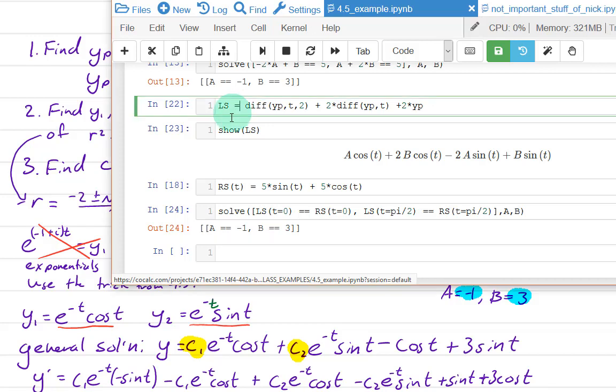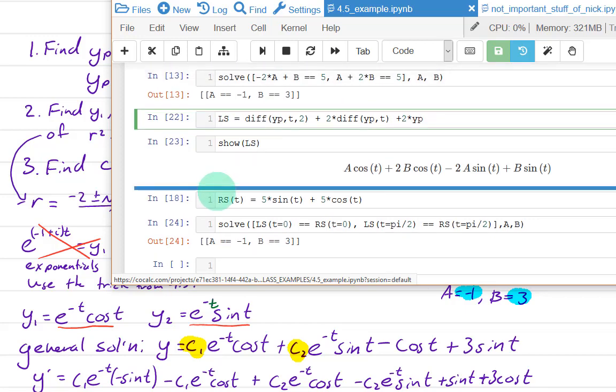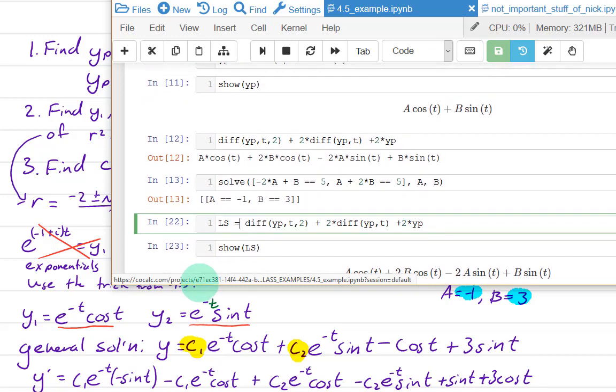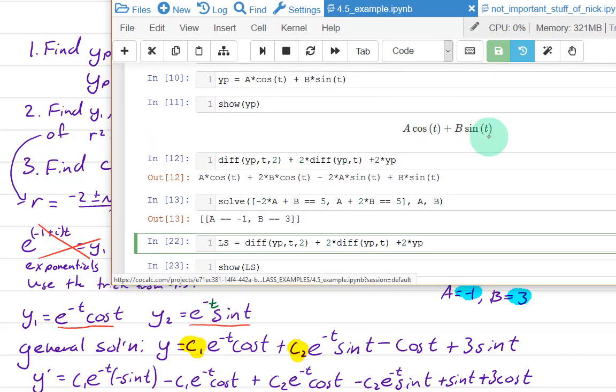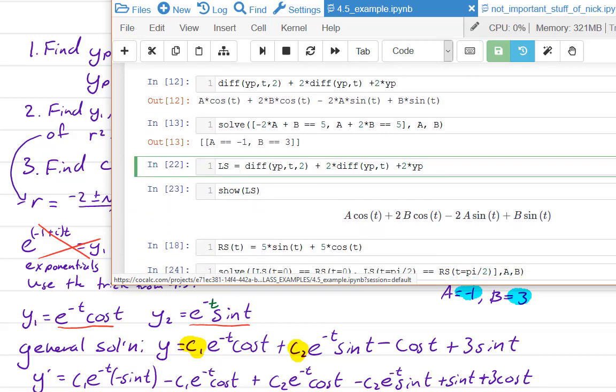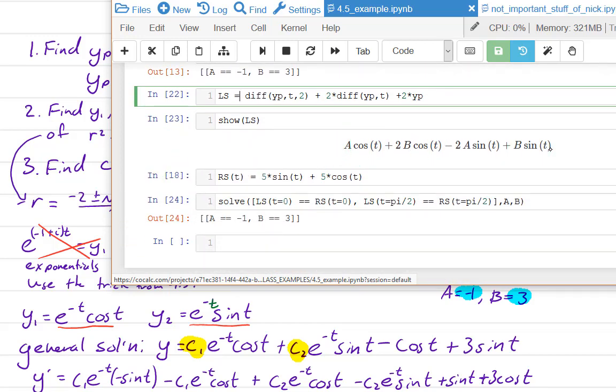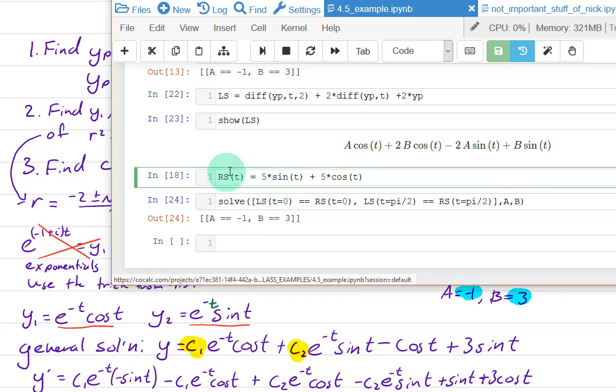So I'm defining a function of t and also of a and b called the ls, for the left side of the original differential equation, the y prime prime plus 2y prime plus 2y here, where yp was just defined to be what we had before, a cosine of t plus b sine of t. So anyways, you have this function that has these three variables a, b, and t, and then I just define the right side to also be right side of t equals 5 sine of t plus 5 cosine of t. And we want to make the right side and the left side be the same function.